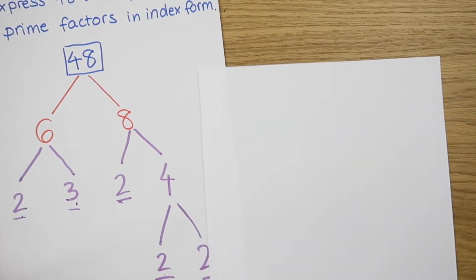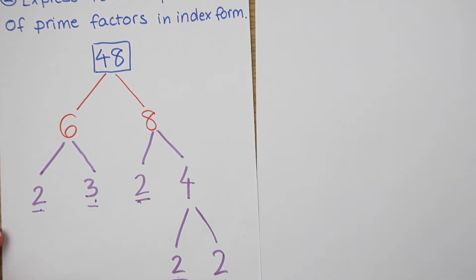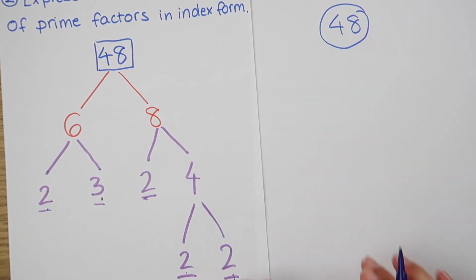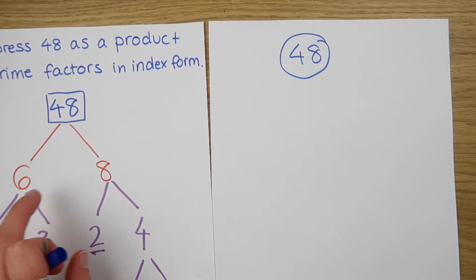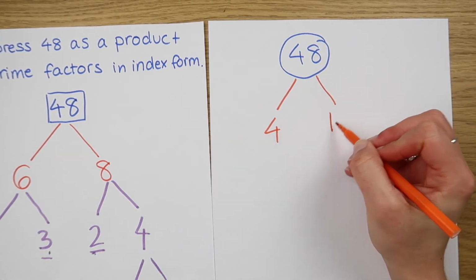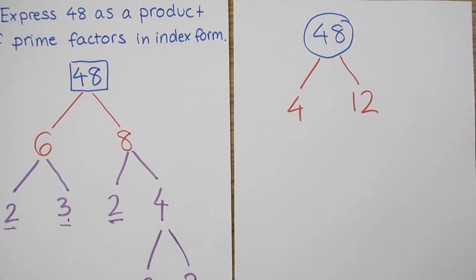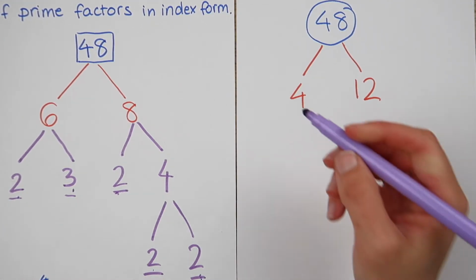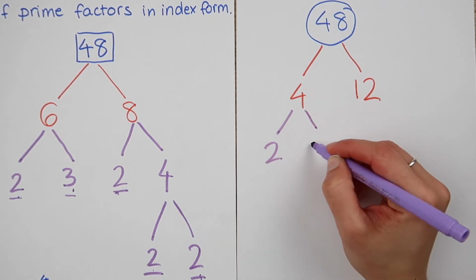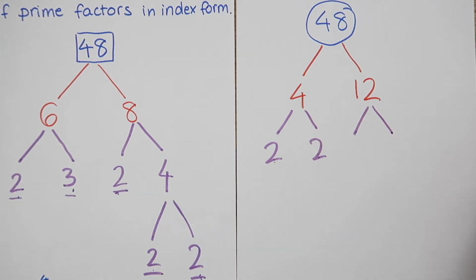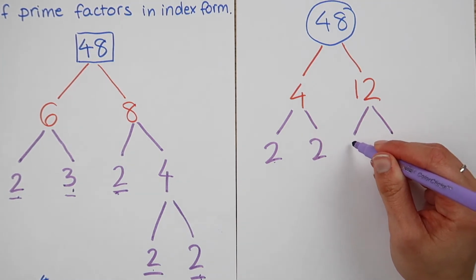Now I'm going to quickly show you what happens if we started with 2 different numbers. So 48 again at the top of our tree, and instead of going 6 and 8, let's think of 2 more factors. So I'm going to say 4 and 12. Now at this point, let's see if we end up with the same answer. 4 can break into 2 and 2 because 2 times 2 is 4. 12, there's a few. We could do 2 and 6. Let's try that.